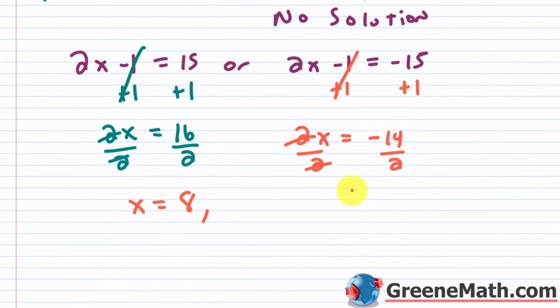We'll say that x could also be negative 7. So those are your two solutions. x could be 8 or x could be negative 7. You can pause the video and go back to the original equation and check each one. You'll see that the left and the right sides are equal. I'll just tell you in advance, I've already verified them and they both work.